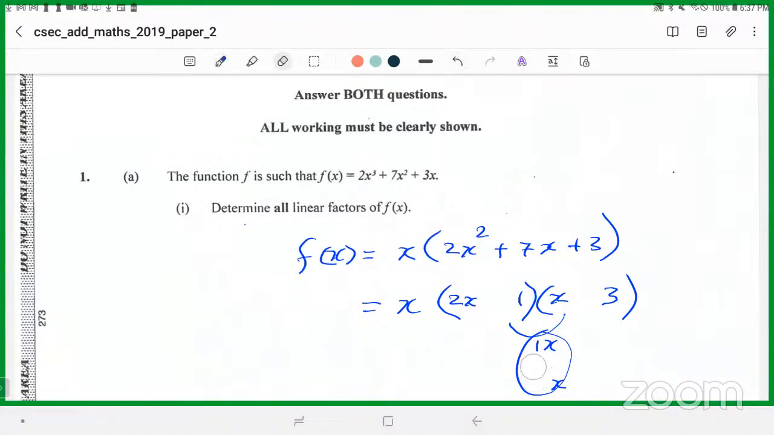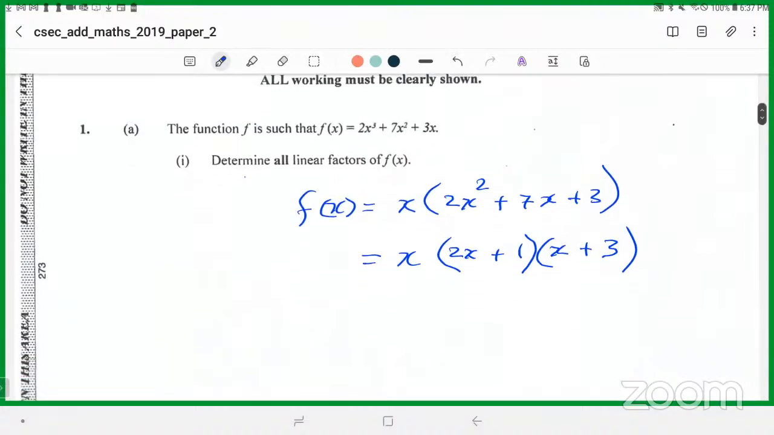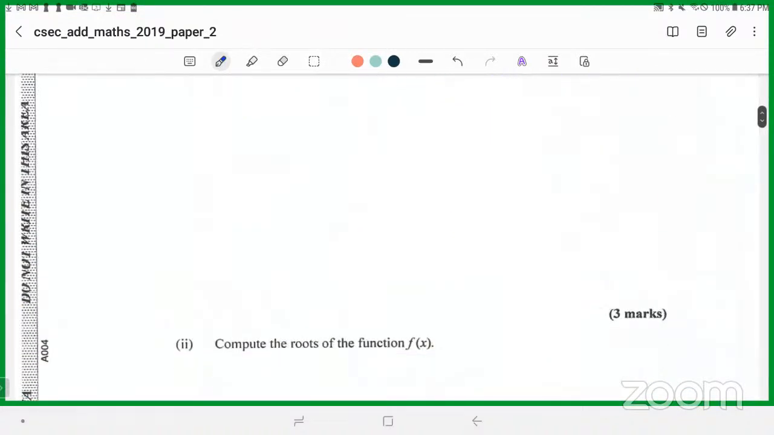And everything is positive, so that makes it nice and easy. So those are your linear factors. Nice and easy. All right? Those are your linear factors for that. 3 marks for doing that.